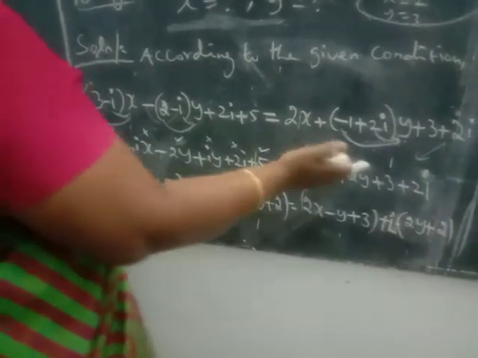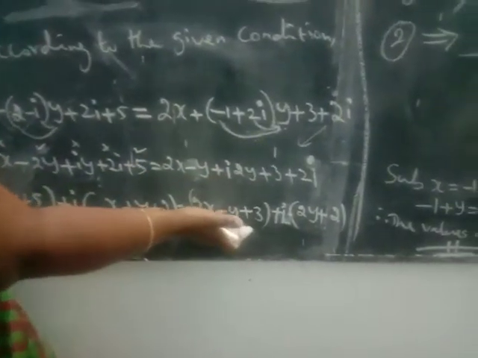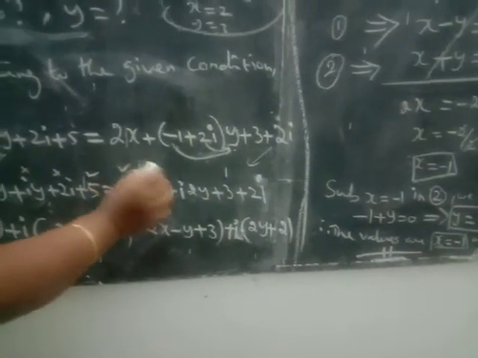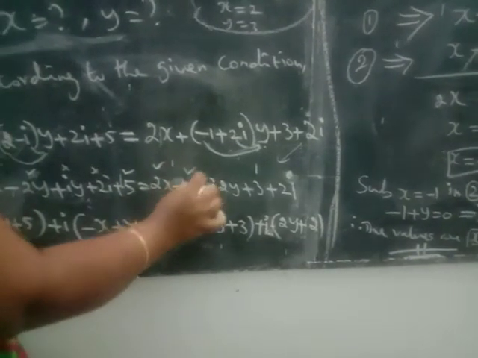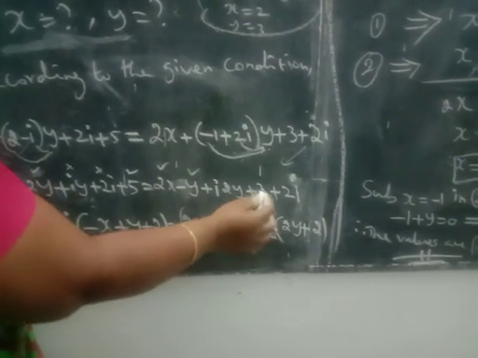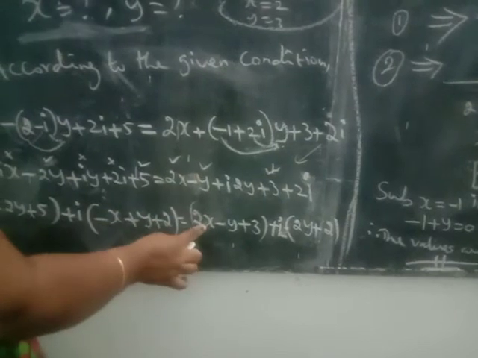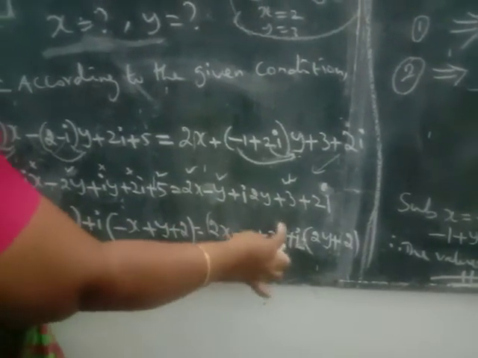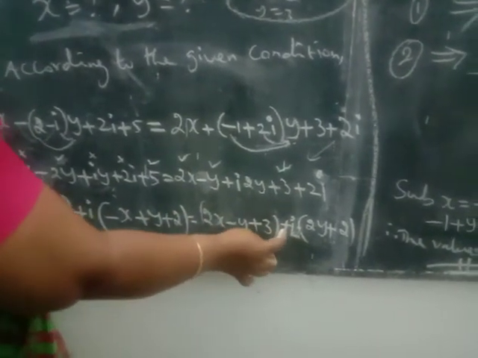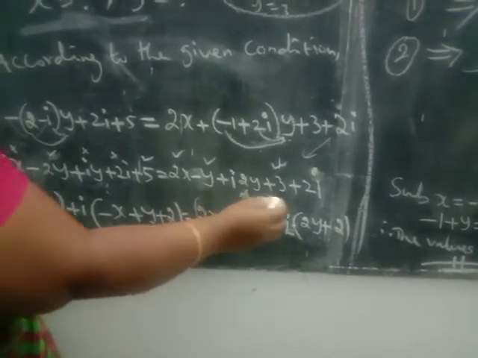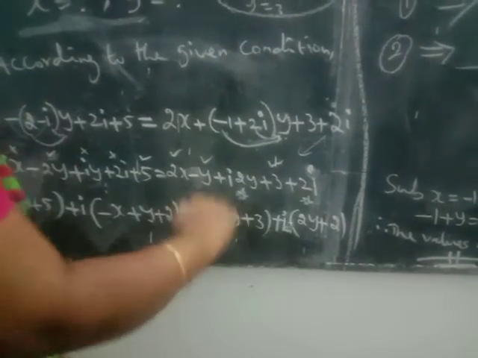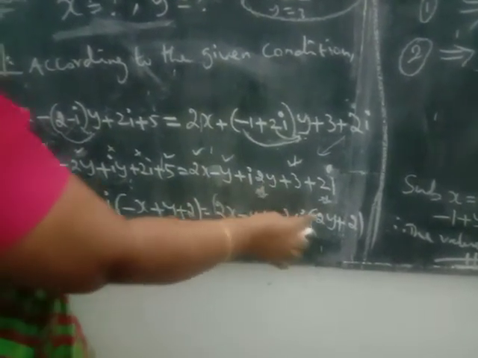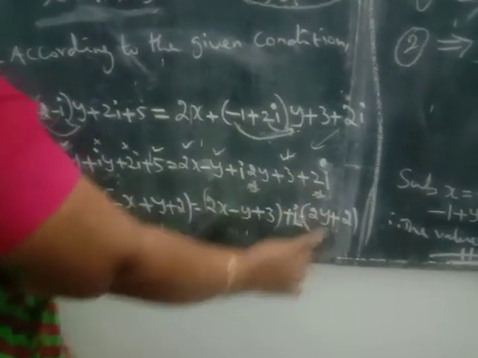Okay. In the same way, here group the real part and imaginary part. 2x is the real part because there is no i. Here minus y. Now 3. So 2x minus y plus 3. This is the real part. Next group the imaginary part. i 2y, 2i. You take i outside. Then write the remaining 2y. Here plus 2.